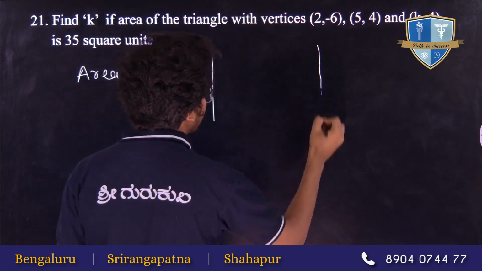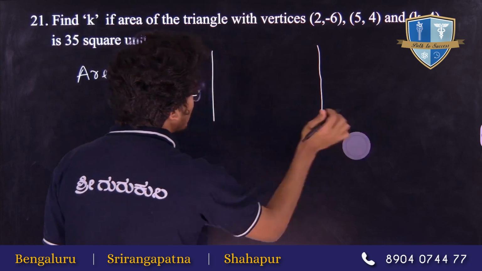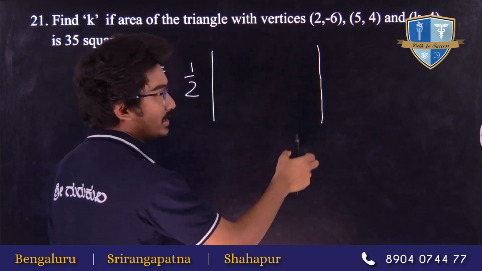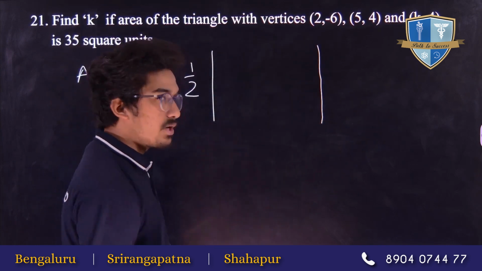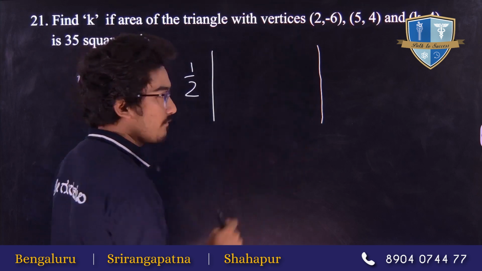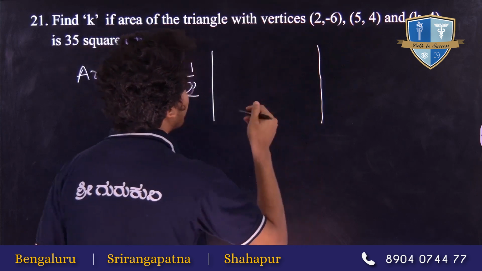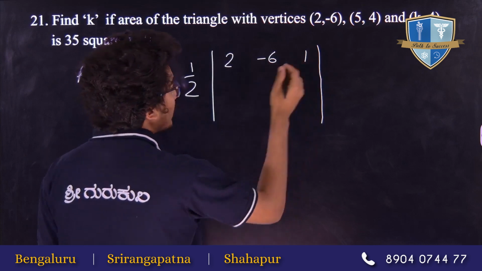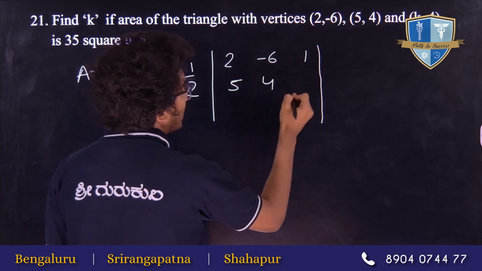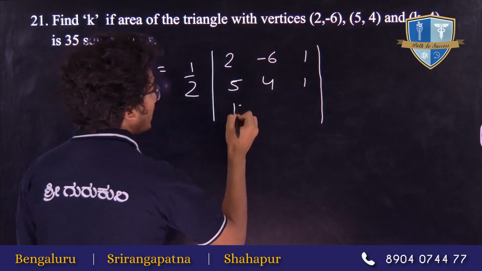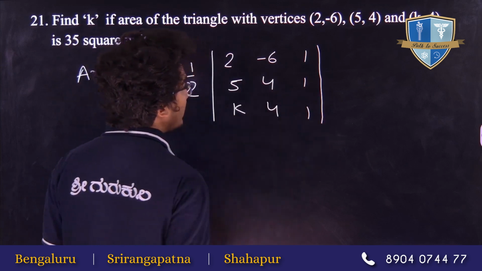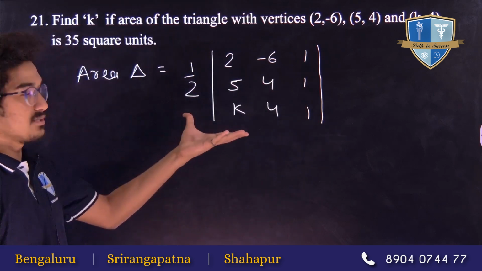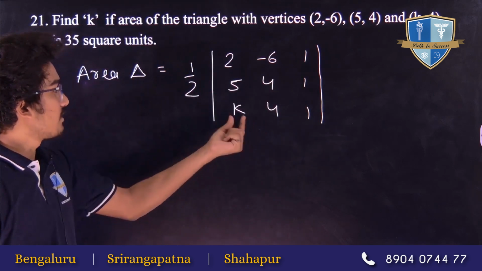So we will make a 3 cross 3 determinant: the x coordinate, the y coordinate, and if a z coordinate is there, then we'll write the z coordinate. If a z coordinate is not there, then we'll write 1, 1, 1. Here we have only x and y coordinates. So 2, -6, and in the z coordinate we'll take 1. Then 5, 4, z coordinate 1. Then k, 4, z coordinate 1. So we'll find the area of the triangle using this method. The only unknown in this equation will be k.